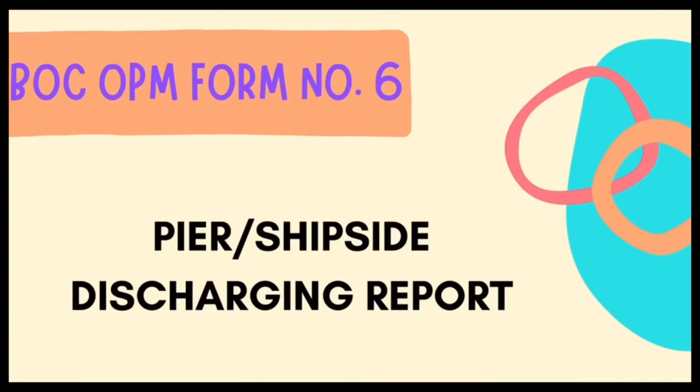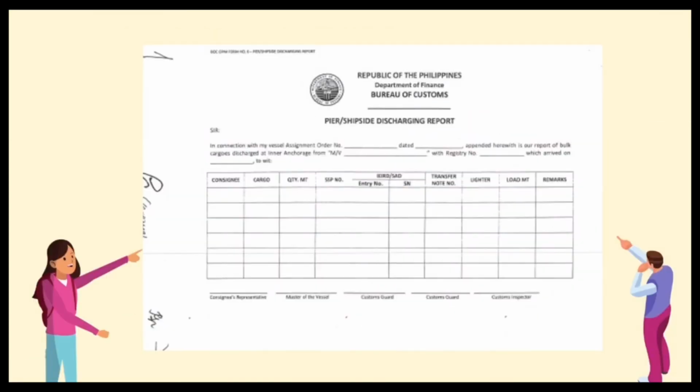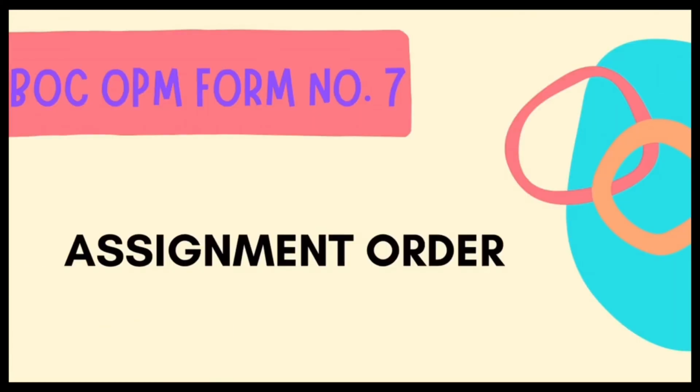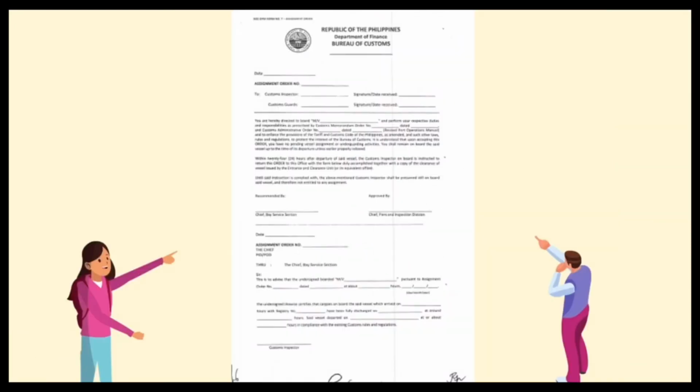BOCOPM form number 6. Pure Shipside Discharging Report. This is an example of BOCOPM form number 6. It should be signed by the consignor's representative, 2 Customs Guards, 1 Customs Inspector and the Master of Vessel or Chief Officer. BOCOPM form number 7. Assignment Order. This is an example of BOCOPM form number 7. It consists of a written assignment order from the Bureau for Customs Inspector and Customs Guard.